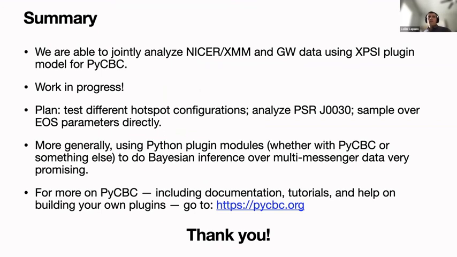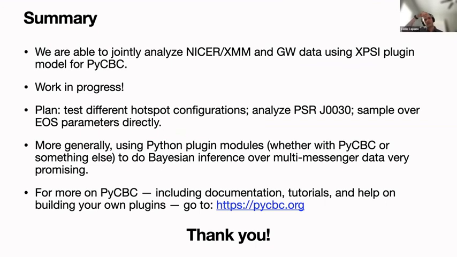And with that, I'll just wrap up. So again, by doing these plugin things, we're able to jointly analyze the pulsar data using NICER and XMM with the gravitational wave data. And eventually we plan to test the various hotspot configurations, particularly with J0030, to see if something else is preferred when you're folding in more information from the gravitational wave data.